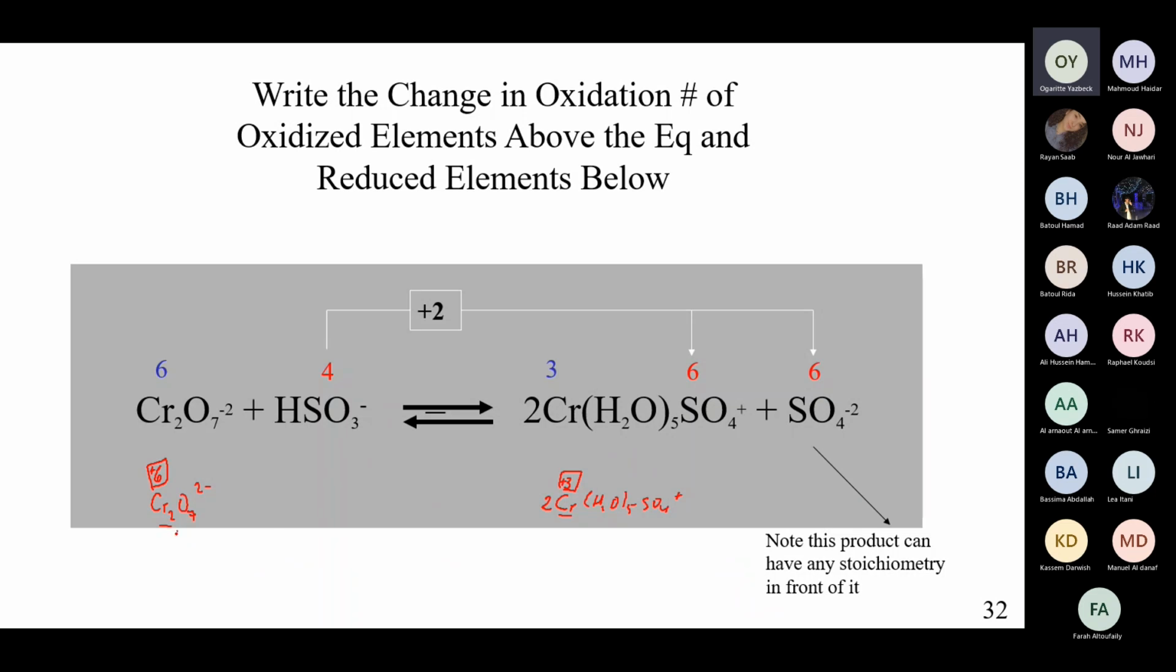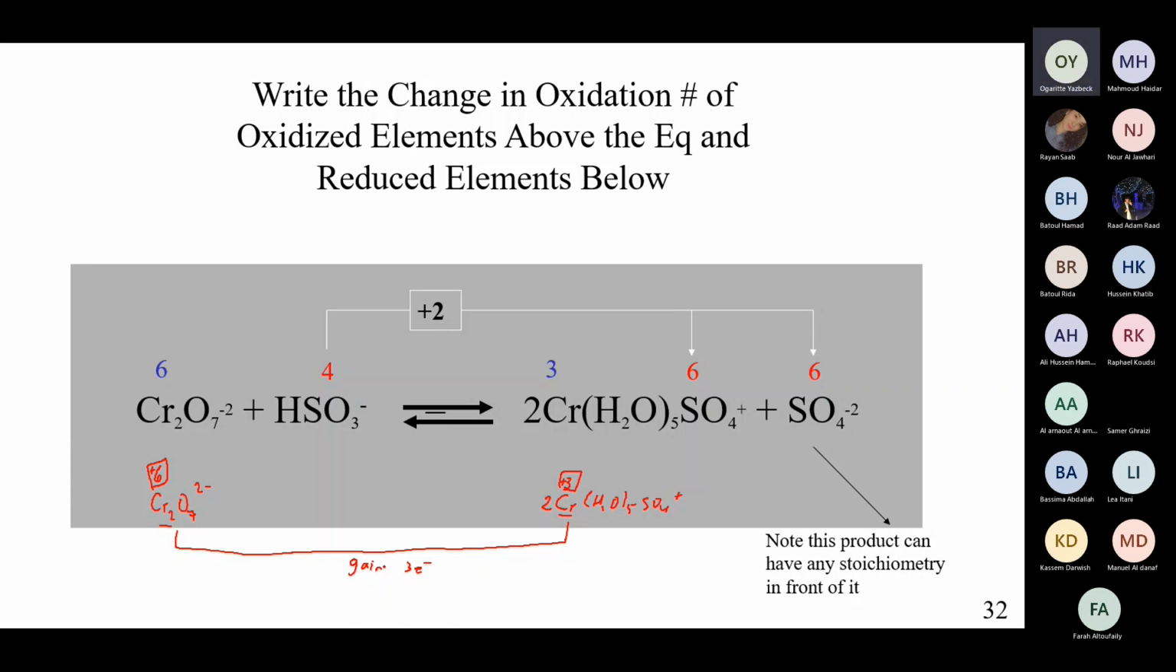So what did I do here? What happened to the chromium? For each one chromium, it's going from plus 6 to plus 3. Gain 3 electrons. Okay? With me?